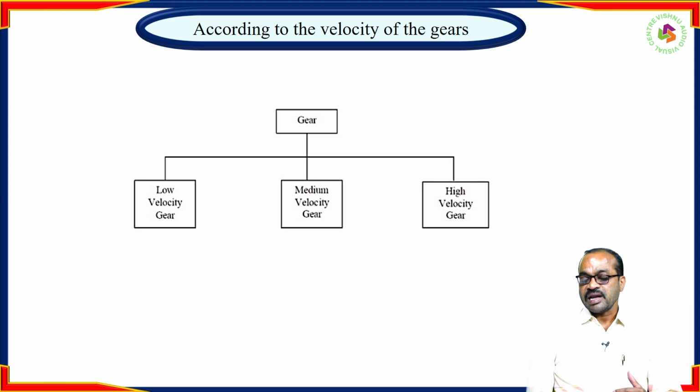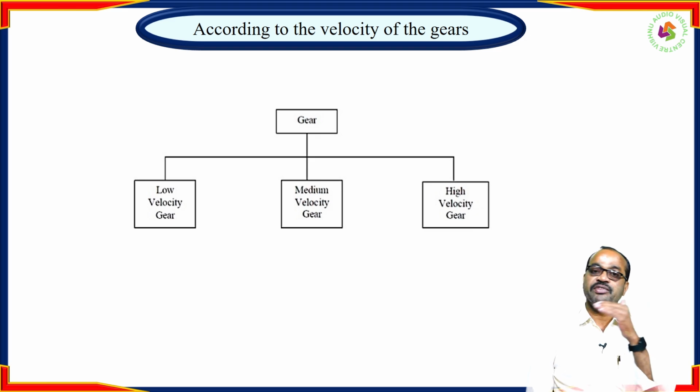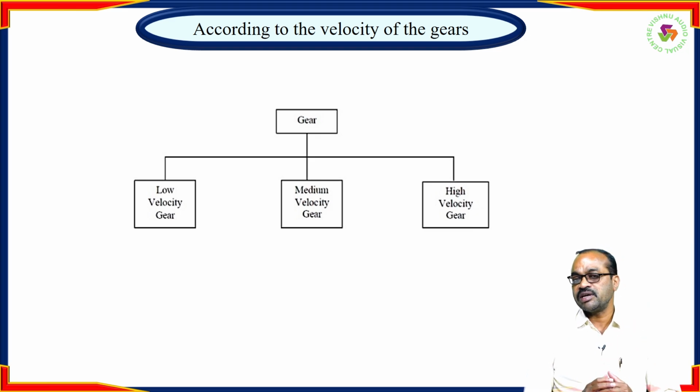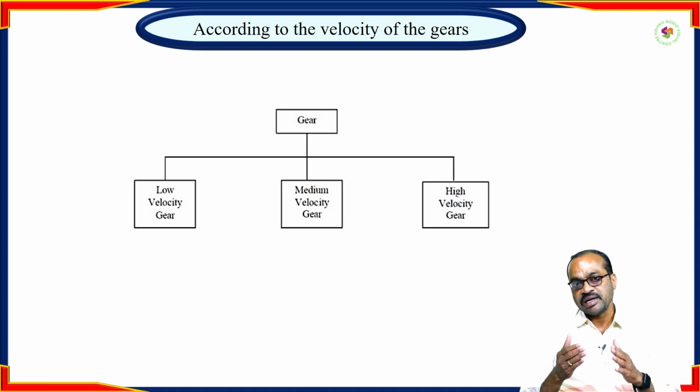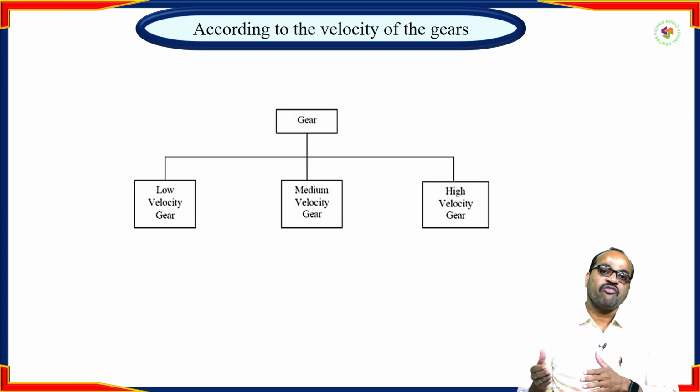So under the classification, the second category is according to the velocity of the gears. First, the position of the gear, that arrangement of the gear, we discussed. Three categories we discussed on that: parallel, intersecting, non-parallel non-intersecting. Spur and helical gears come under parallel. Bevel and many other types of gears come under intersecting. Worm gear comes under non-parallel, non-intersecting.